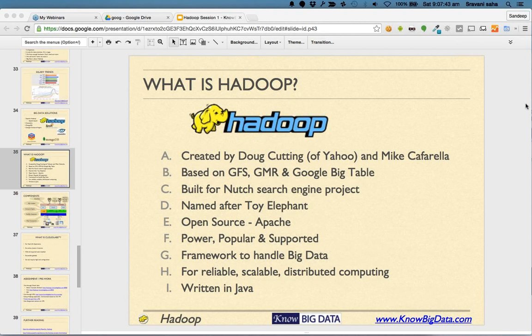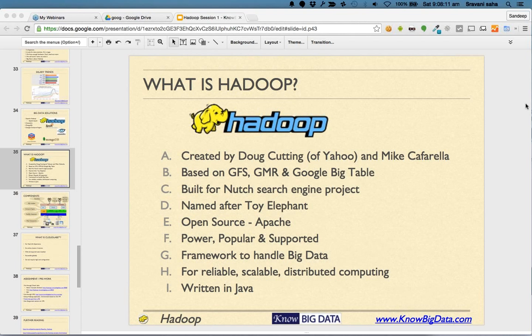They built components parallel to Google File System, Google MapReduce, and Google Bigtable. The one parallel to Google File System is HDFS, the Hadoop Distributed File System. Google MapReduce corresponds to Hadoop MapReduce, and Google Bigtable corresponds to HBase. Now coming back to the point.